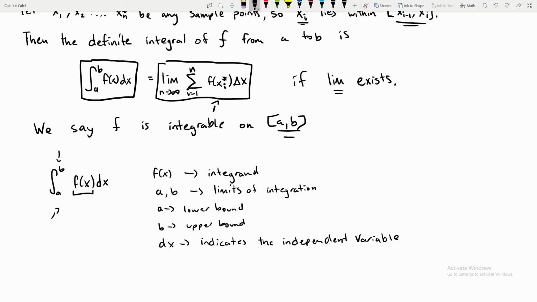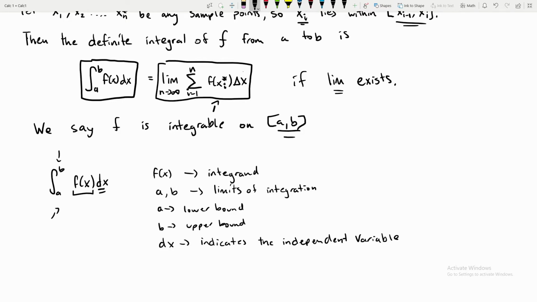We would use it to calculate the dx and xi, but it would never be shown in this notation. So the integral is really nice. We can see the interval that we're integrating on. So a is going to be the lower bound and b is going to be the upper bound. And then dx right here basically tells us the independent variable that we're going to be working with.